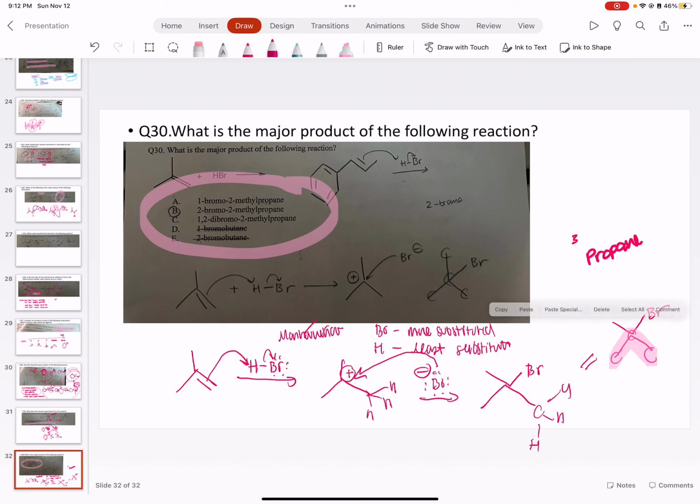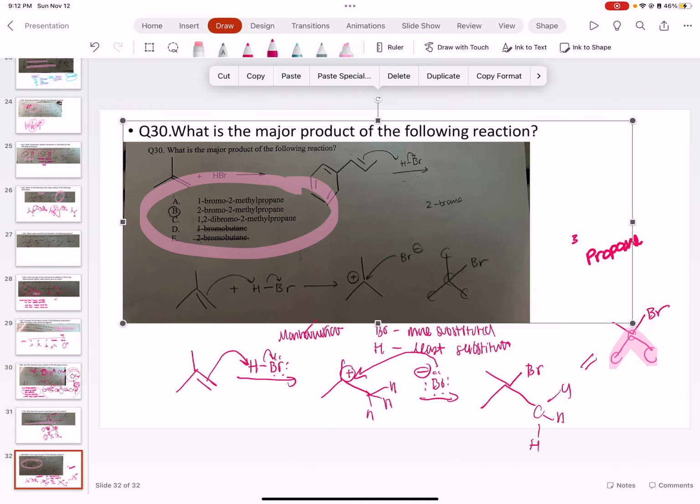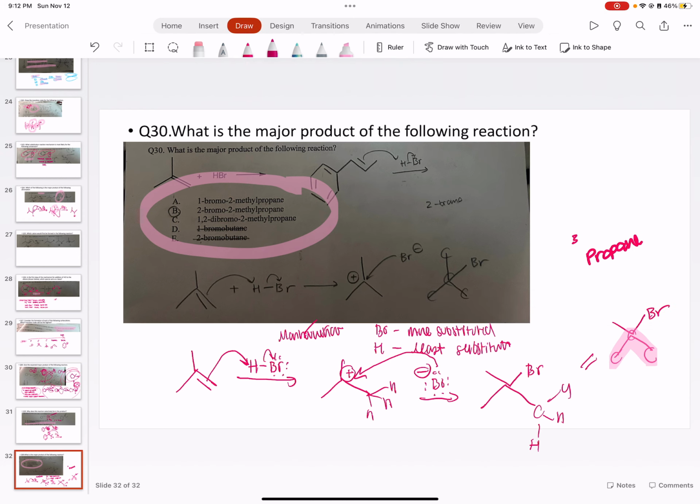Then we have to circle the substituents. Substituents are what hangs from the parent chain. This one is going to be a methyl, and this one is going to be a bromo. Like I said, we can count from either side. I'm going to count from this side: 1, 2, 3.